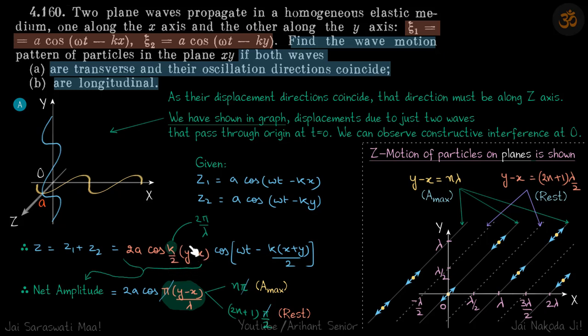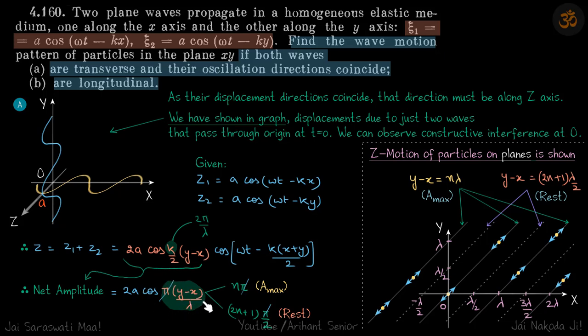You can see the time term will not be in the second factor; the time term will be only in the first. So this second term represents the amplitude. Let's write k as 2π by λ, and when we do that, the net amplitude comes to be 2a cos(π(y − x)/λ). As you vary y and x in the xy plane, because we need to find the wave motion in the plane xy, we have found the amplitude in terms of y and x.